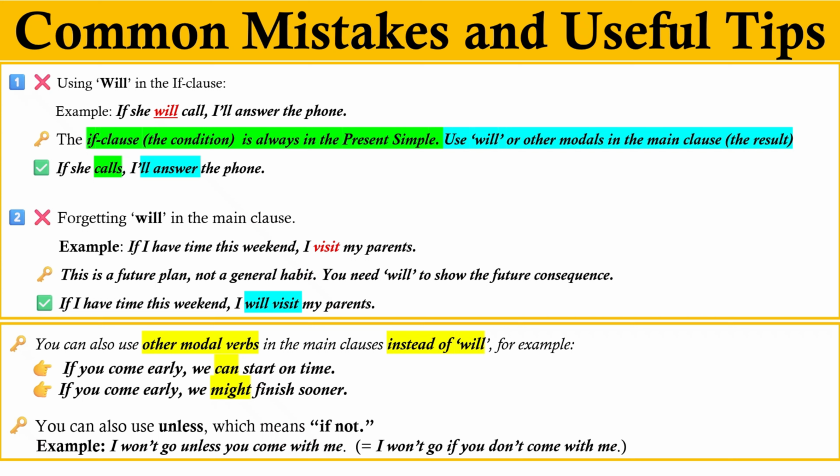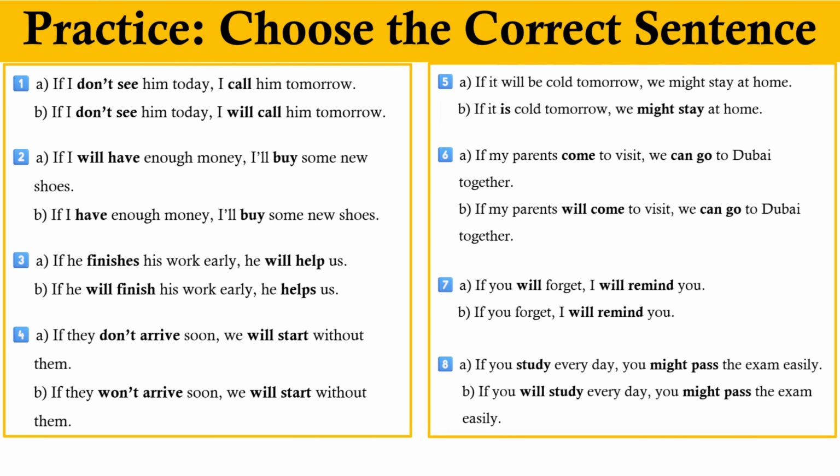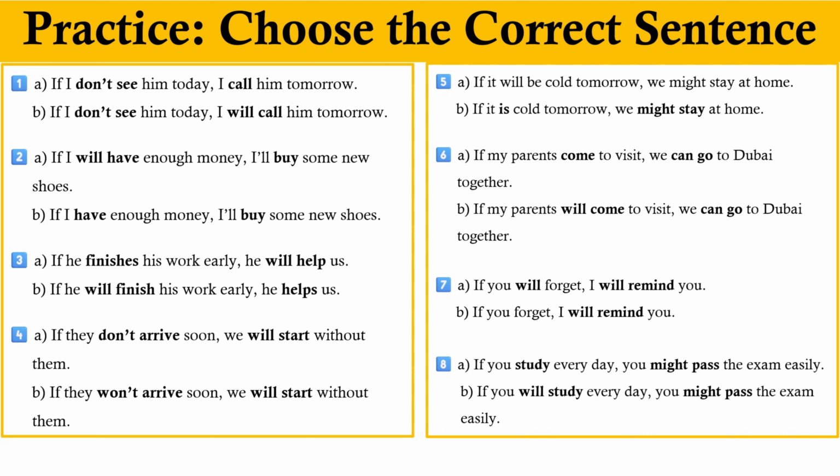So remember, in the first conditional, the if clause takes the present simple, and the main clause uses will or another modal verb like can or might. Now it's time to practice what you have learned. Read each pair of sentences carefully and choose the one that's correct.